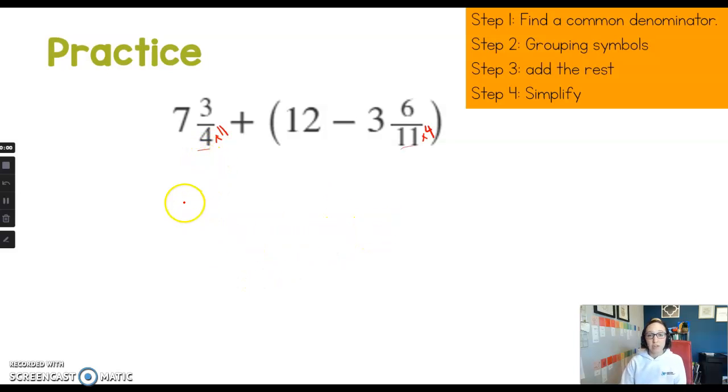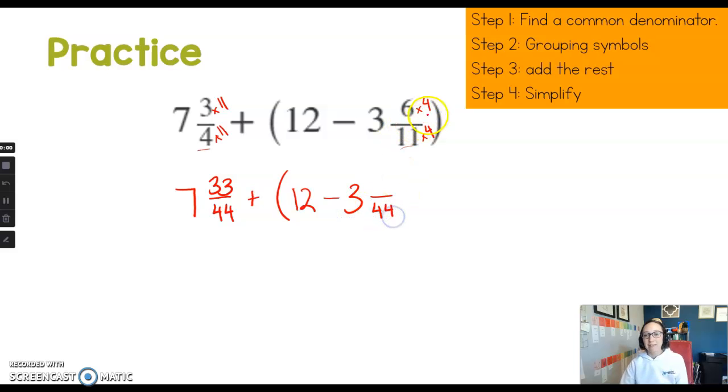So let's make these have common denominators. I have 7. Well, I'm going to multiply that by 11, so I need to do the same to my numerator. My denominator will be 44. And my numerator, 3 times 11, 33. I'm going to add to it parentheses 12. That's not going to do anything different. Minus 3 and 6 elevenths, but I'm going to multiply by 4 to get 44. My 3 will stay the same. My denominator will be 44. 6 times 4 is 24. Okay, so now we can simplify.